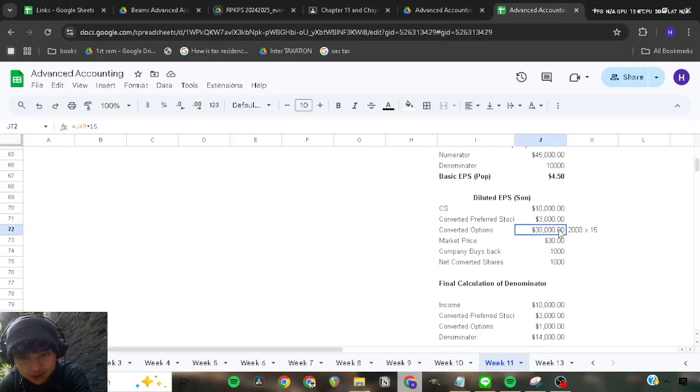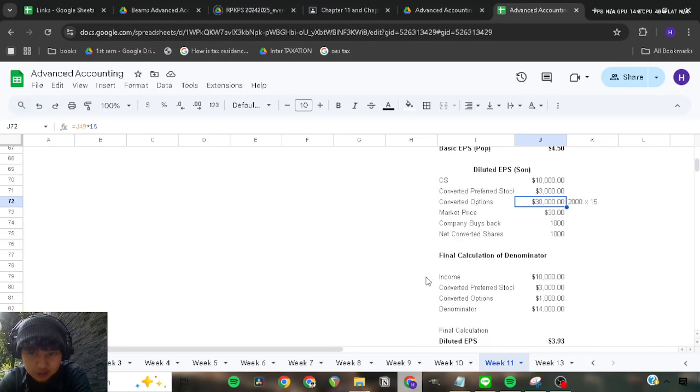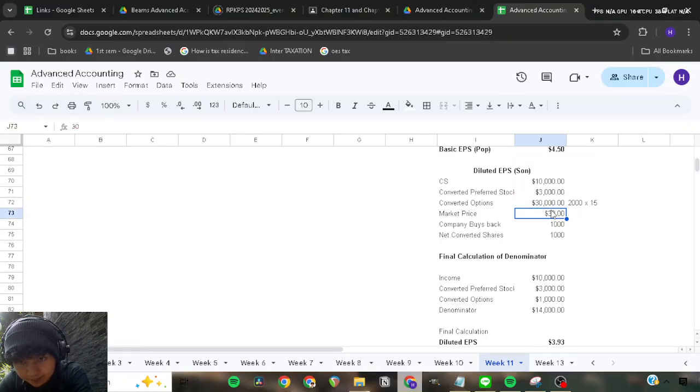So multiply, you get this. But then the question also says that to calculate the EPS, the market price is $30 per share. So using the assumption, I divide this 30,000 by 30, because it's like the company is buying back the shares at the $30 market price, because again we're using the assumption that the shares are converted.